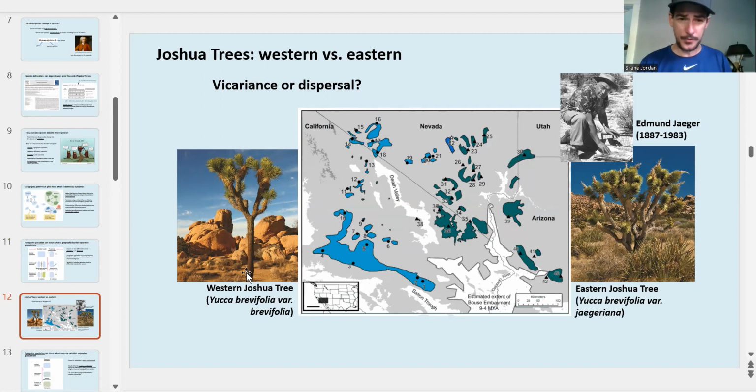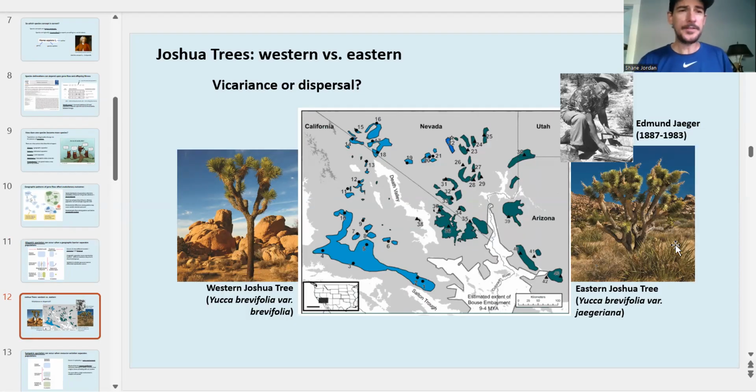First, their morphological features are not identical. Western Joshua trees almost always form from a trunk, and they branch pretty high off the ground, whereas these Eastern Joshua trees don't have such a distinctive trunk, and they're branching right off of the ground immediately. If you look carefully at these pictures, you can see those differences.